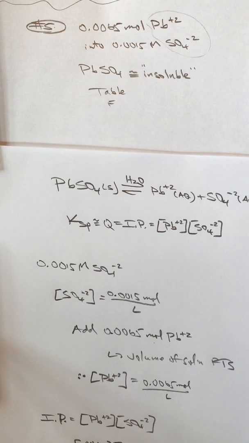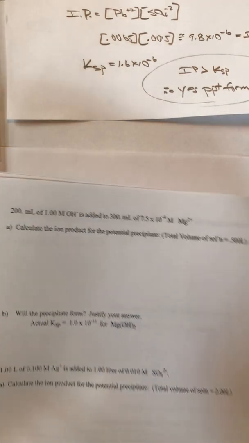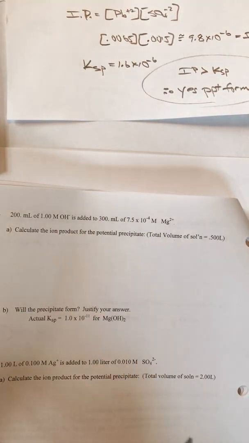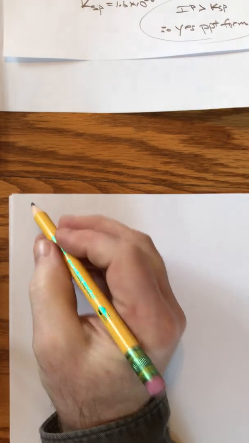Number 6 is a fairly similar problem. That's part of your homework. Let's move to the next page. Let's do number 7 together, and then you'll have number 8 for homework. So number 7.